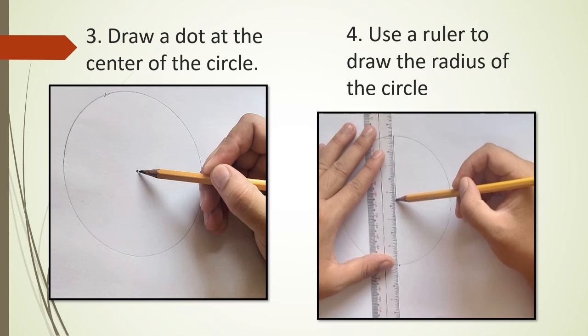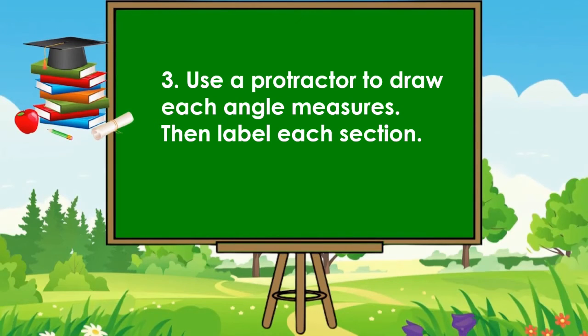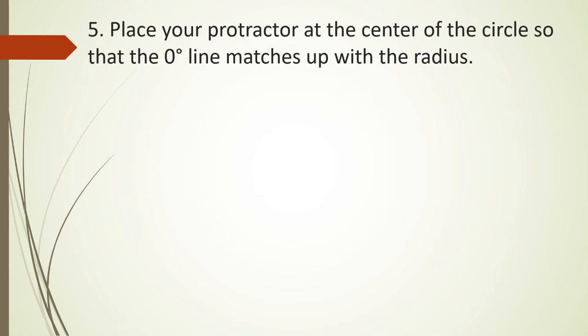The radius is the line from the center up to the edge of the circle. Radius is 1/2 of its diameter. Use a protractor to draw its angle measures, then label its section. Place your protractor at the center of the circle so that the 0-degree line matches up with the radius.